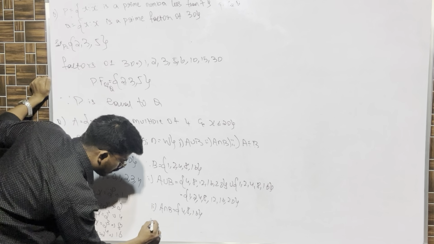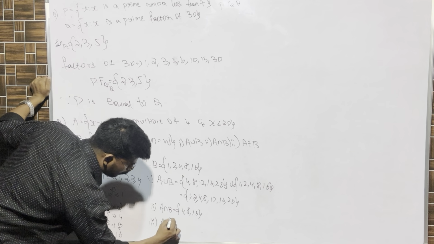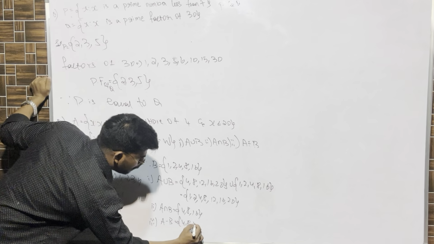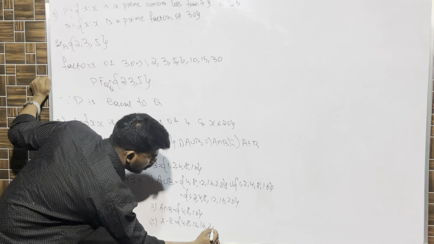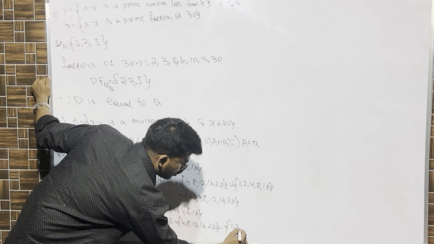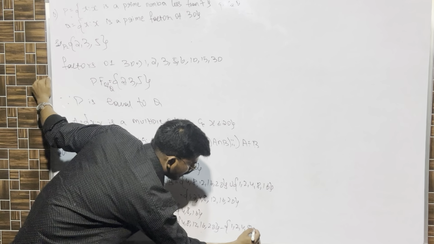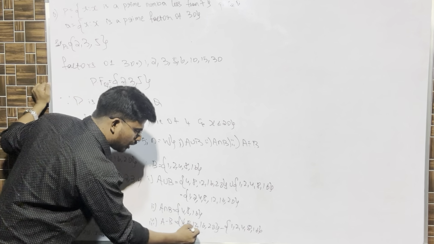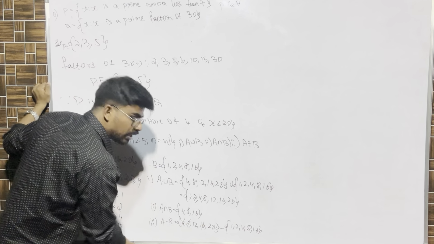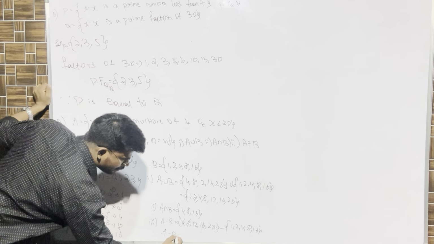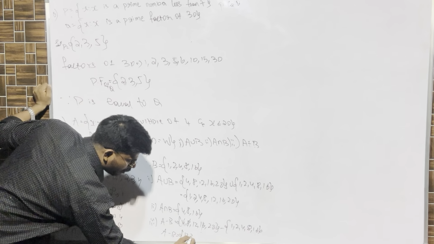Next, A minus B. For A minus B, you have to write the set A and B as well. So, A is 4, 8, 12, 16, 20. Minus B. What is B? 1, 2, 4, 8, 16. A minus B. What are the common terms? 4, 8, 16. 4, 8 and 16 are gone. What remains? 12, 20.